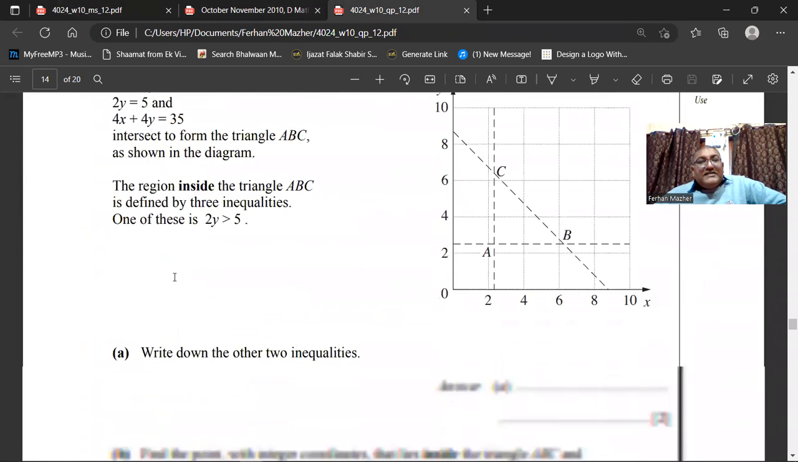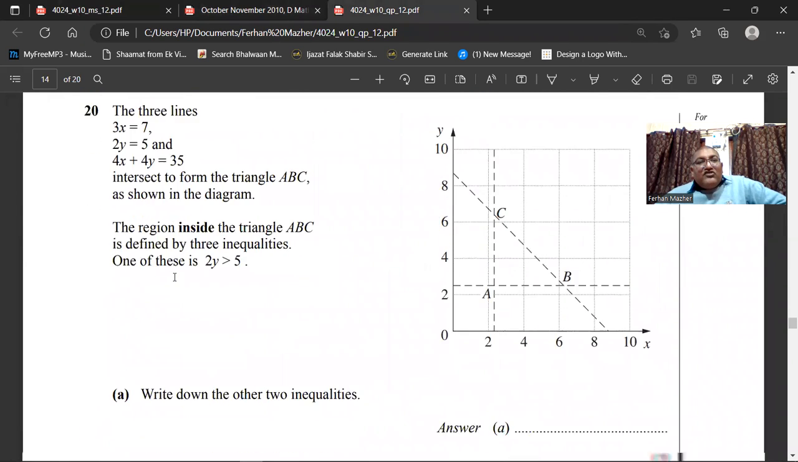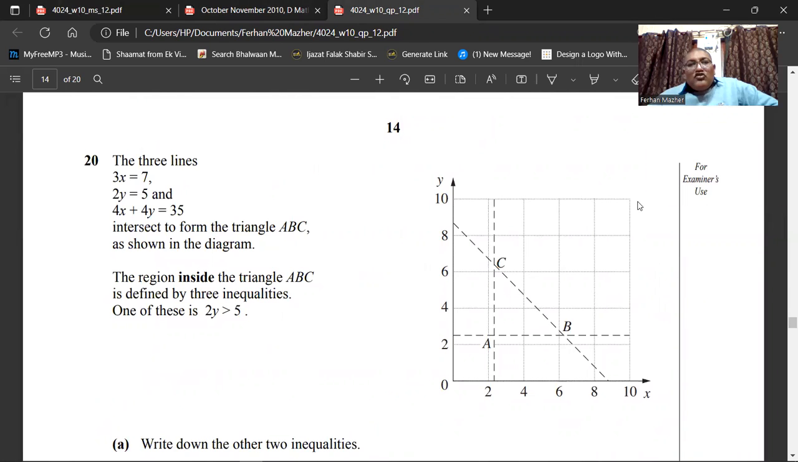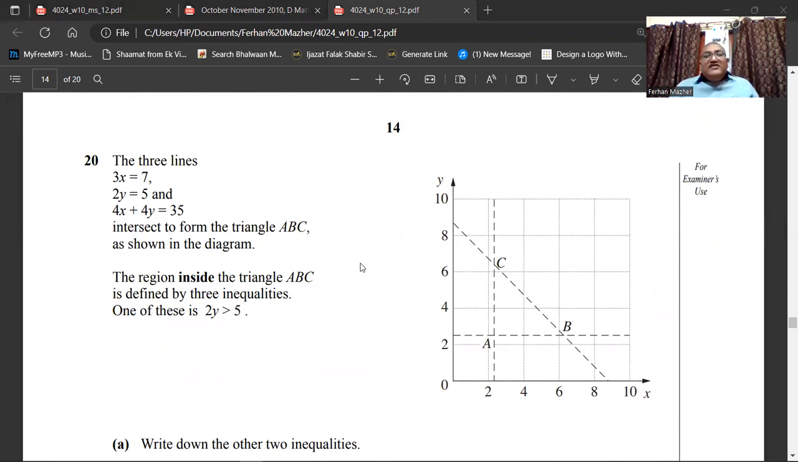So we are done with this. We are going to the next question. The next question is question number 3. So it says that the 3 lines, 3x equals 7, 2y equals 5, and 4x plus 4y equals 35, intersect to form the triangle ABC as shown in the diagram. The region inside the triangle ABC is defined by the 3 inequalities.